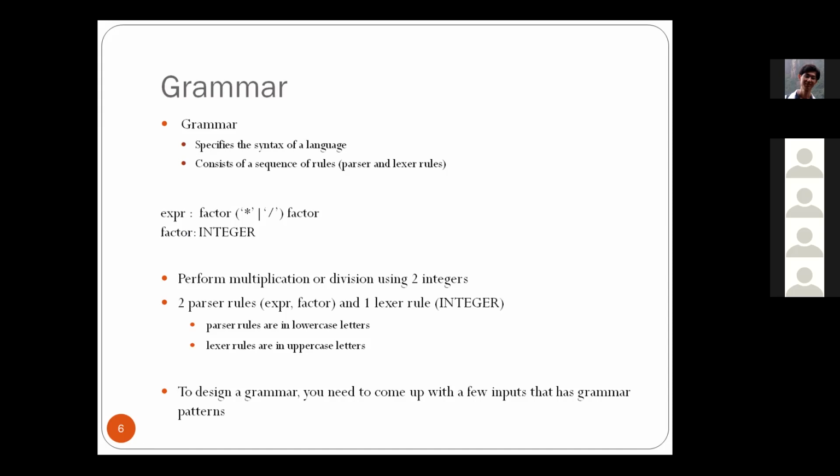Therefore, to design a grammar, after you have a rough idea of what you want to do, you have to come up with a few samples. For example, in this case, it is 1 times 2, or maybe 4 divided by 3. Come up with all kinds of examples, including how many spaces are in between the strings. It will help you to design your grammar faster.